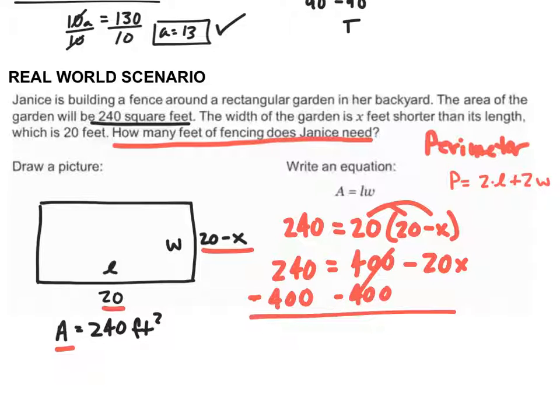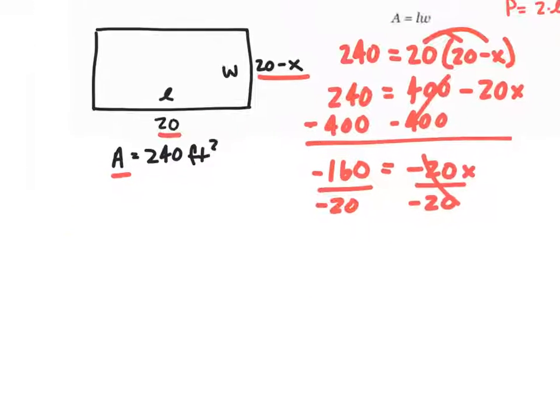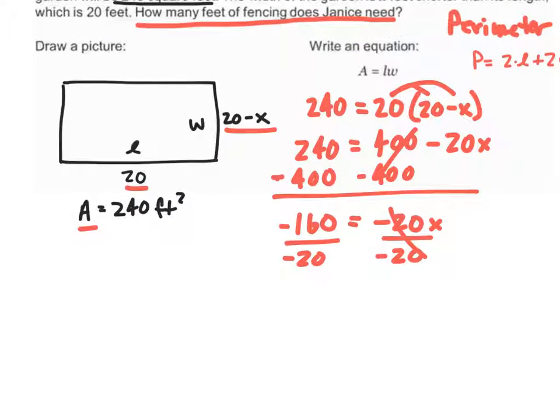I'm going to take 240 minus 400, and that's going to give me negative 160, and that's going to equal negative 20x. Now I'm going to divide both sides by negative 20. So the negative 20s divide out, and what you're left with is that x is equal to positive 8. Negative 160 divided by negative 20 is positive 8. So now I have my x value. Now what I want to figure out is my width.